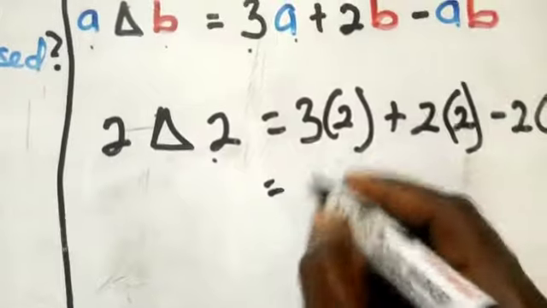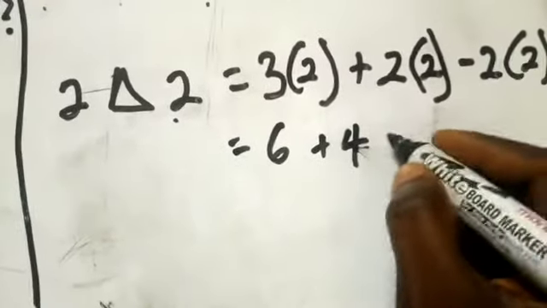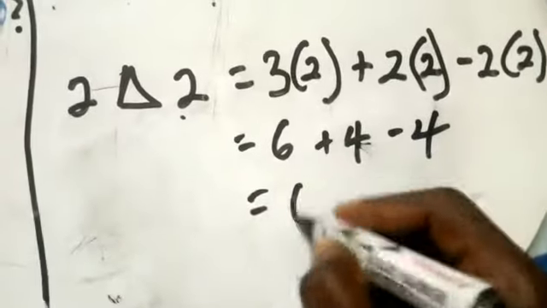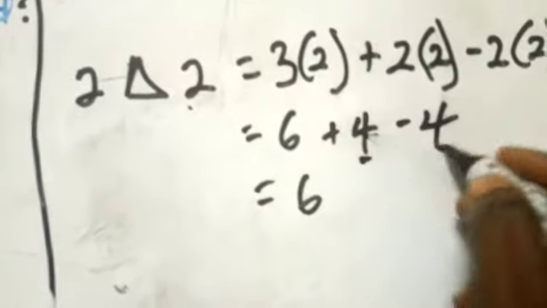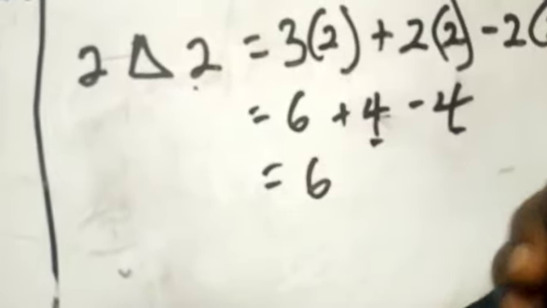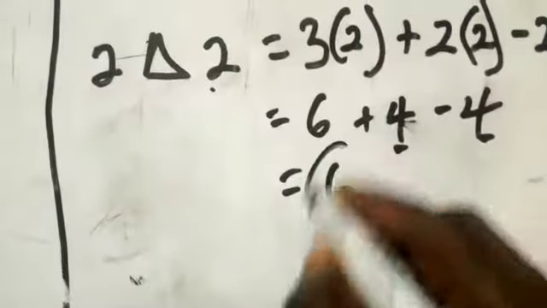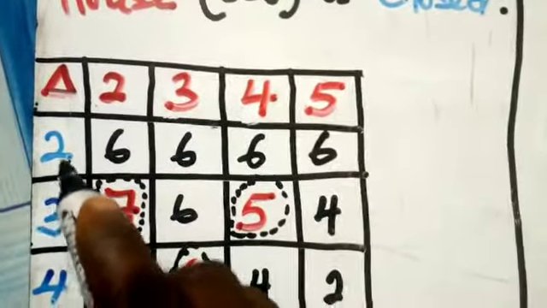So these things, we know them. This one will give me 6, this one will give me plus 4, and then this one will give you minus 4, right? So this will be equal to 6. Is that okay? So that is why we got a 6 on this side. So maybe let me do the second one, then you can see better.